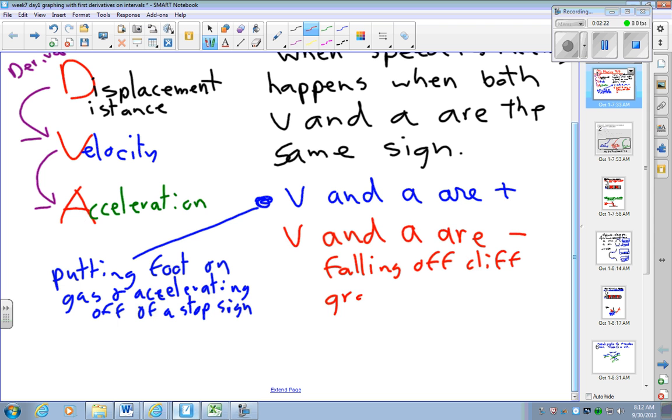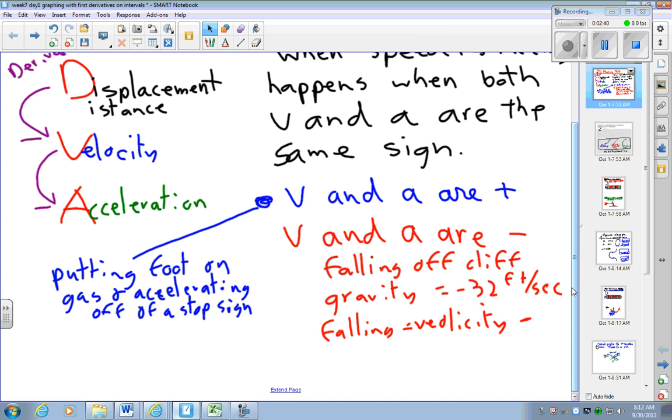Gravity is the only acceleration, and that is negative 32 feet per second squared. And since you're falling, your velocity is negative. So since you're falling with a negative velocity because you're going down, and gravity is speeding you up towards the ground, all the negative means is it's speeding you up in that direction. So if both are positive, you're speeding up in a positive quote unquote direction, and if both are negative, you are speeding up in the backwards direction, okay?